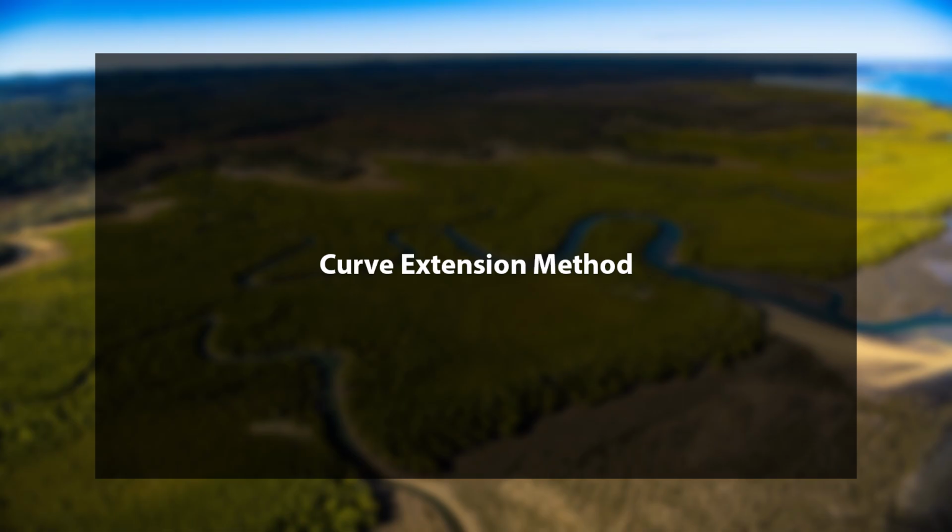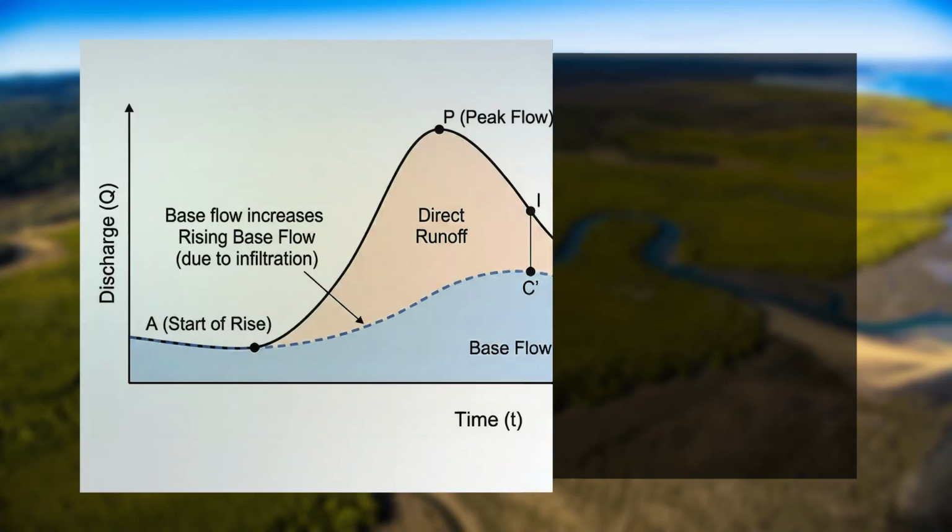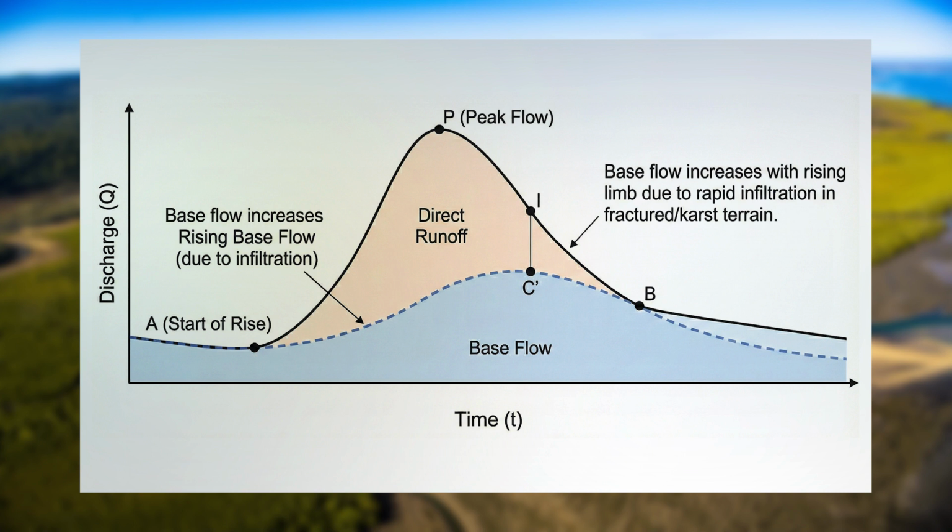The next method is curve extension method. This method is based on the assumption that when direct runoff volume increases, the base flow amount also increases due to infiltration of some rainfall amount. Thus, the base flow curve will slightly increase along with the rising limb, although it is not always correct, but it could be true in some highly fractured and karstified terrains where infiltrated water reaches the stream fairly rapidly.